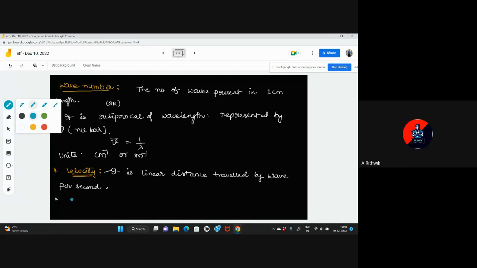Sir, why did we take the unit of wave number as 1 by centimeter? We can take directly as only 1 centimeter, no? Actually, the wave number definition, sir just told: wave number means the number of waves per centimeter. Per centimeter means we will write 1 by centimeter only, which is simply centimeter inverse.